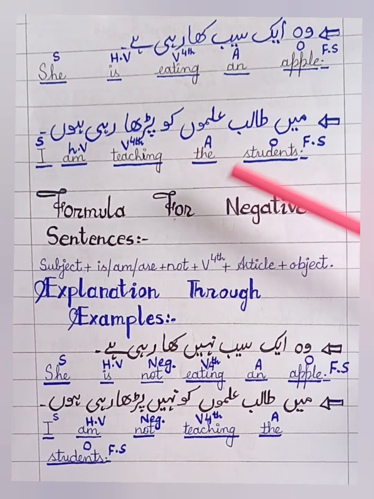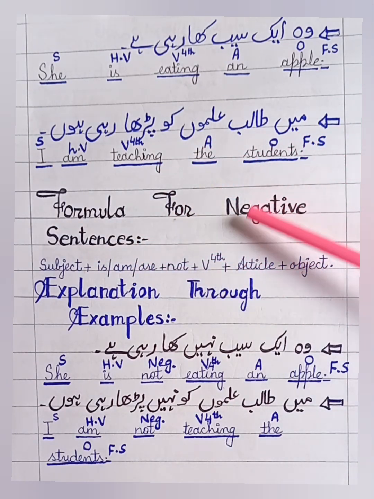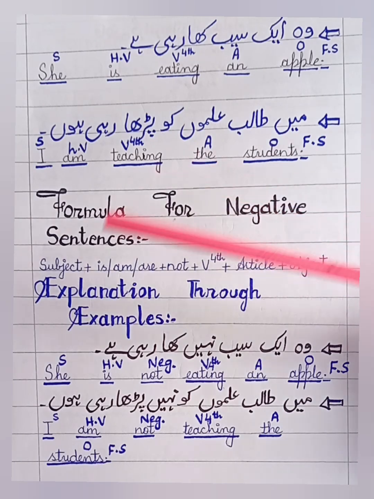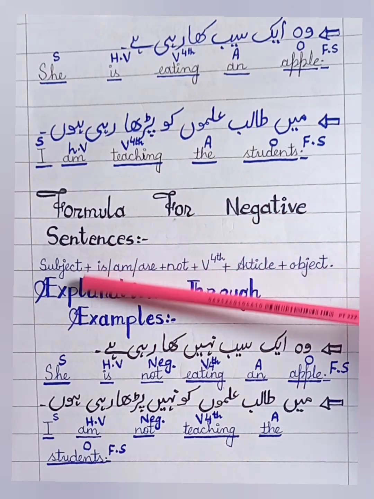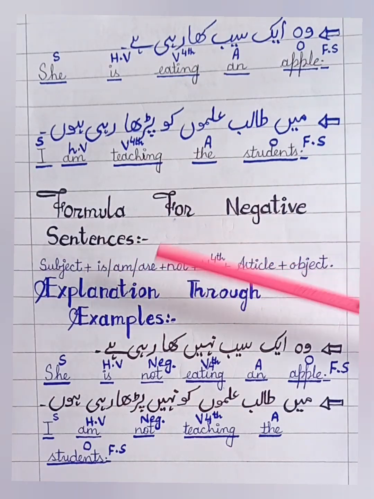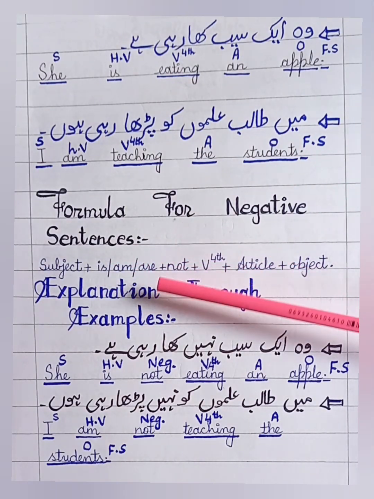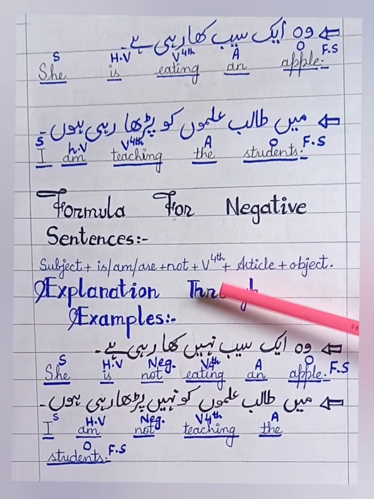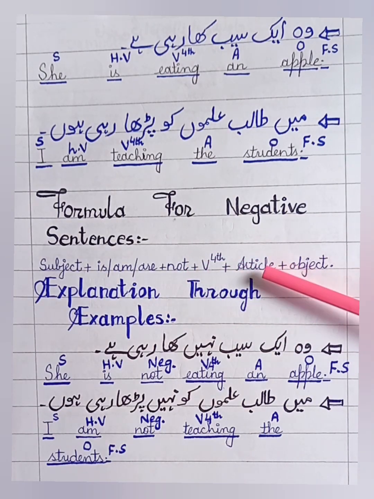The formula for negative sentences. Negative means it shows negation in this case. First of all, we will place the subject in the beginning. Then we will use helping verbs is, am, are. And then with is, am, are, I mean to say with helping verbs, we will use not to show negation over here. Then we will use the fourth form of verb. Then we will place the article. Then we will use the object. And finally, we will put a full stop. As I told you before, in both affirmative and negative sentences, we will use a full stop at the end of the sentence. Come to the next point.